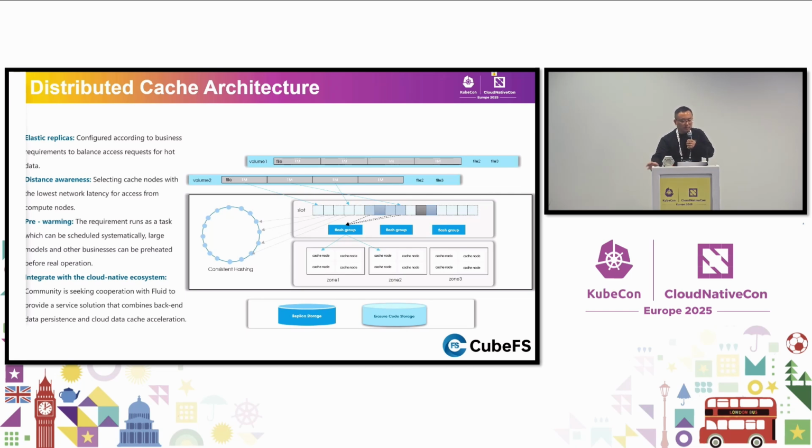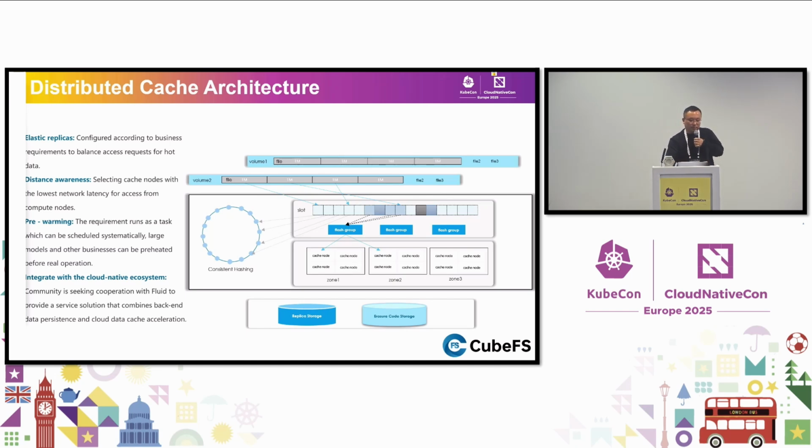Distance awareness means that in a scenario of multiple cache replicas, the cache system allows the client to select the replica cache node with the lowest network latency. Additionally, the pre-warming capability is currently under development. The requirement runs as a task which can be scheduled systematically. Large models and other business can be preheated before real operation.